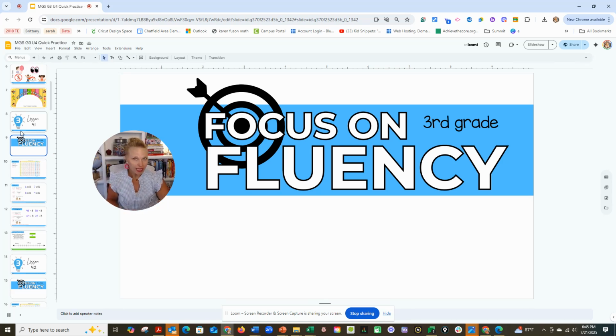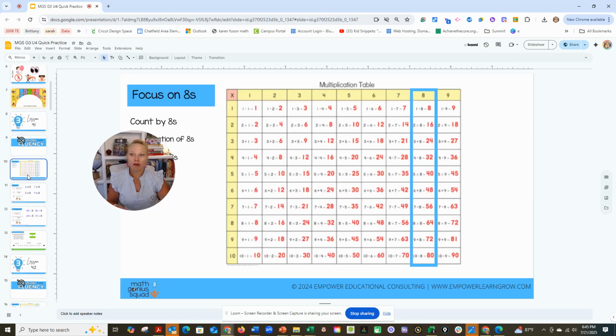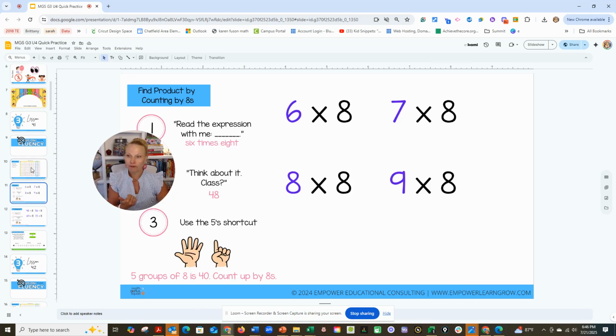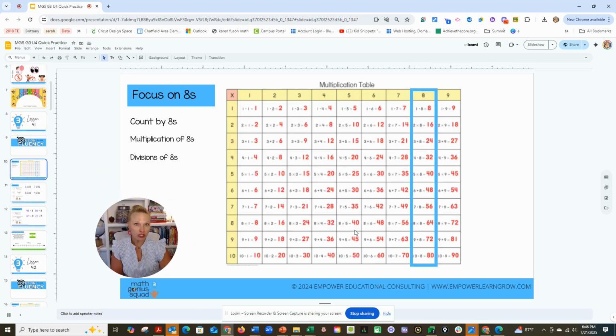For those first 8 lessons, we've embedded the same type of quick practice you did way back in unit 1 and 2, but now they're practicing their count bys, their multiplication of eights and their division of eights. So they'll practice their count bys 8, 16, right? Going all the way from starting at 1 all the way to 10.